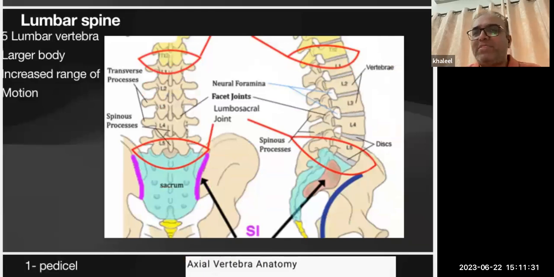Now we come to the lumbar spine. In the lumbar spine, there are 5 lumbar vertebrae. The lumbar vertebrae have a larger body, and there is increased range of motion here. This is the posterior view, and this is the lateral view. We see this is the thoraco-lumbar junction, and then the lumbar spine meets the sacrum, which makes a joint with the ilium to make the sacroiliac joint.